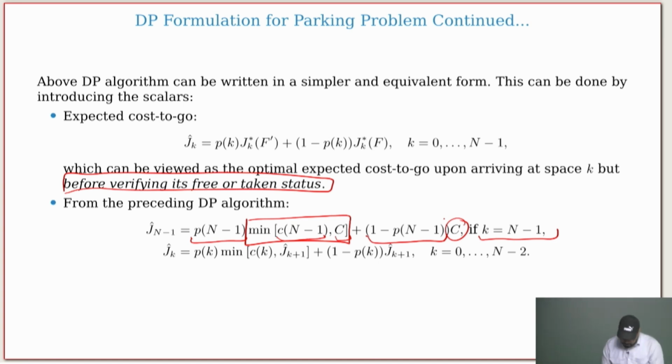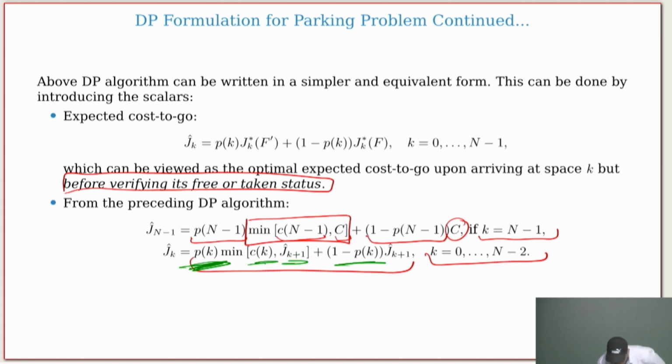And for the intermediate k, this is a valid cost, which is the expected cost at the kth step. I'm looking at the cost estimate of whether it's free or not, and that case is taken here. If free, then the minimum of the cost to park now and the expected cost for k plus 1. If it is not free, then the cost for k plus 1 onwards. So this is a slightly different form of DP.